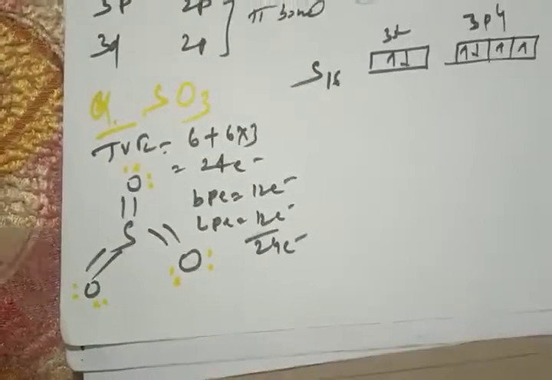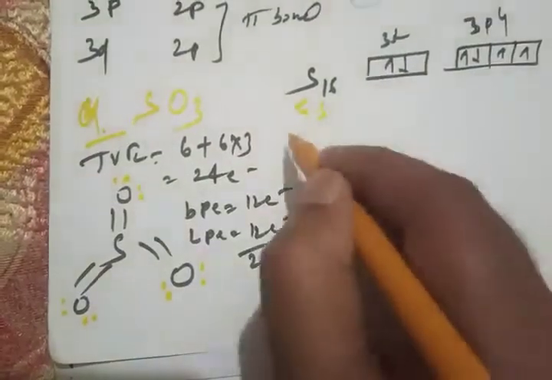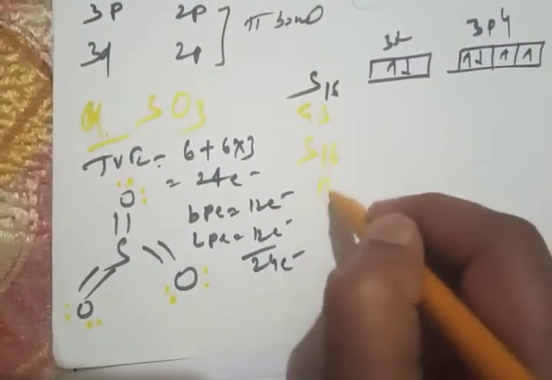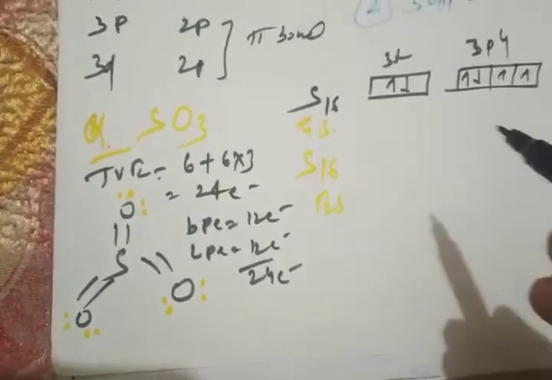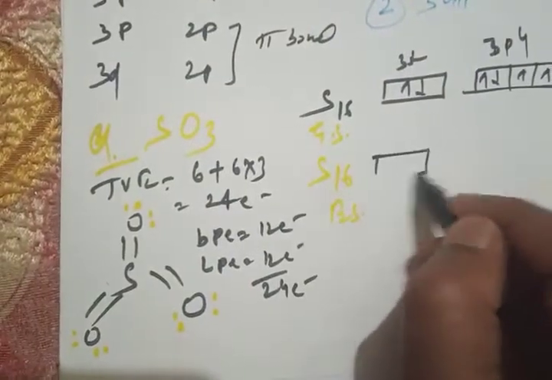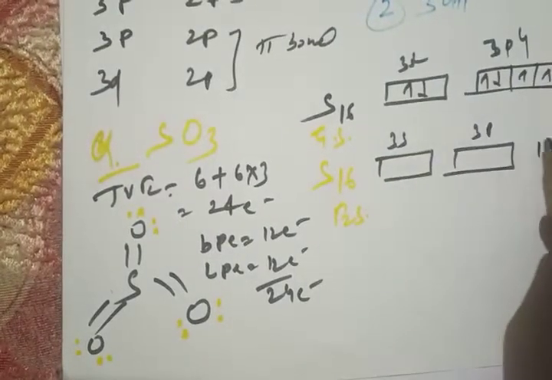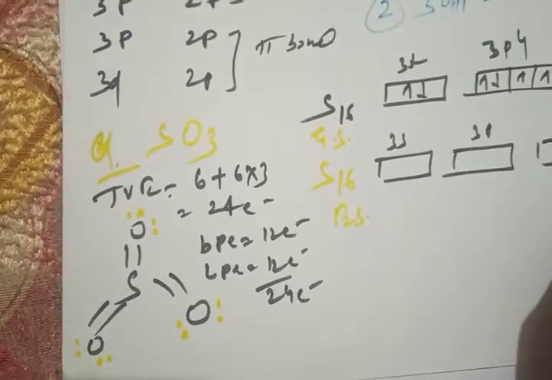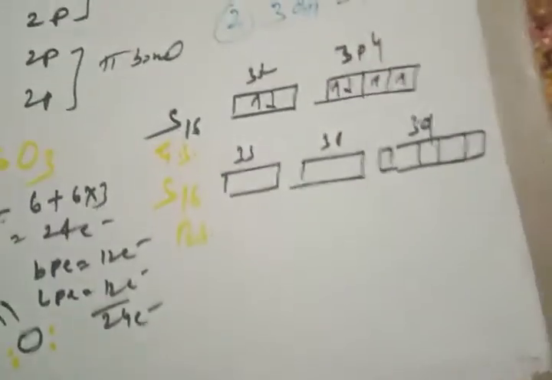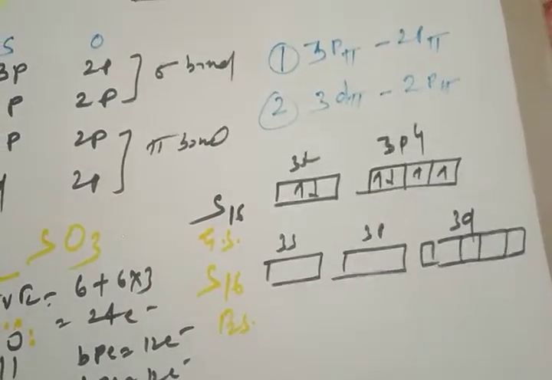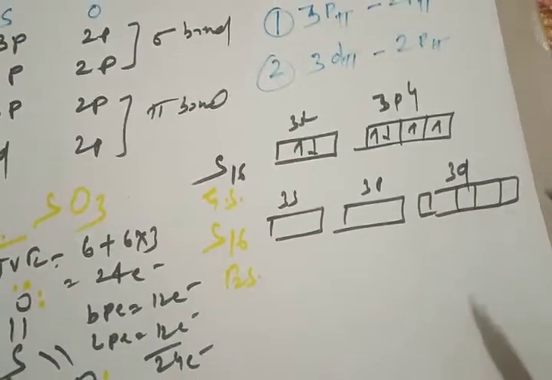So we'll go for the excited state. This is the ground state, and the sulfur 16 excited state. So what will happen in the excited state? Sulfur, this is the 3s, this is the 3p, and we'll go for the 3d also. Okay, this is the 3d. So how many unpaired electrons do we require? 6, and we have only 2.